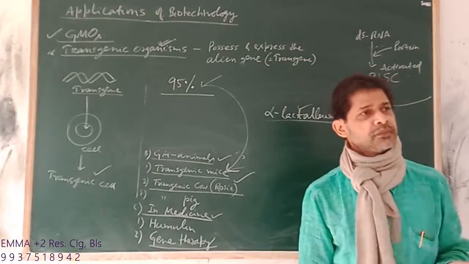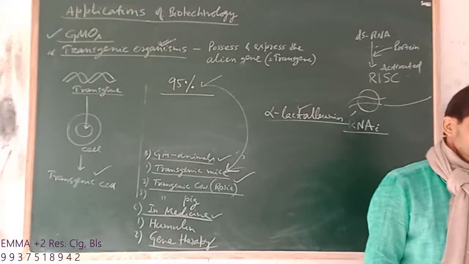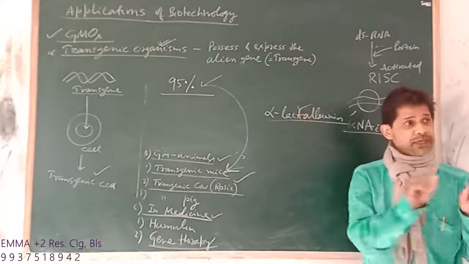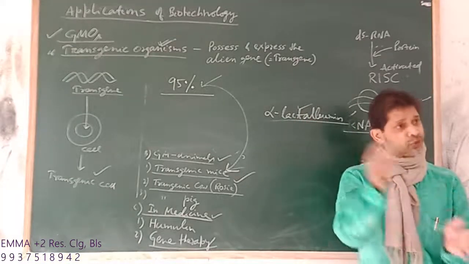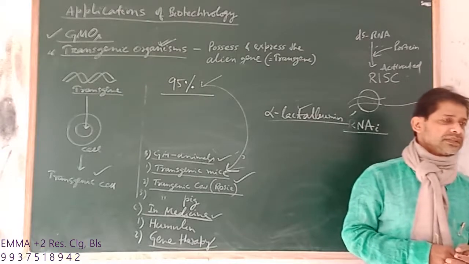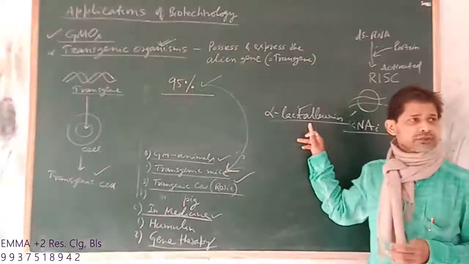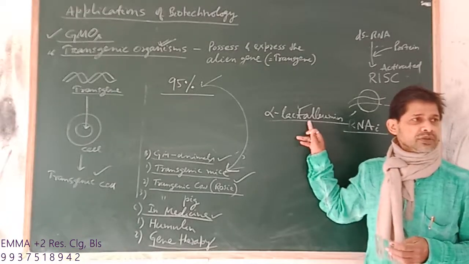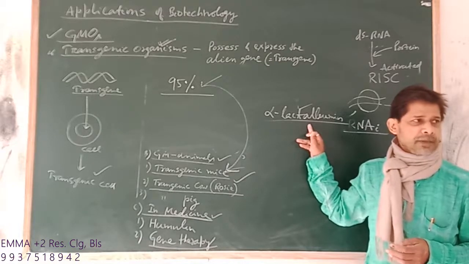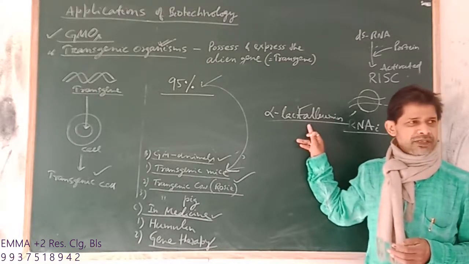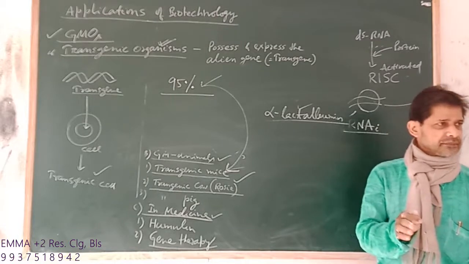otherwise how will that baby survive? And this human protein is very much necessary for the growth of the baby. That's why we badly need this protein. So to produce this protein artificially, we have introduced the gene into the cow.